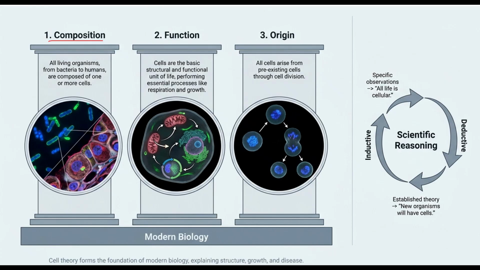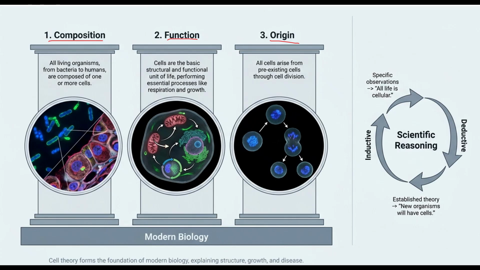Secondly, the cells are the basic structural and functional units of life, right? So what are their functions? Every biological process, including metabolism, growth, and reproduction, occurs within the cells. So we have designated cells for that. Thirdly, the origin. All cells arise from pre-existing cells through cell division. So this principle explains how organisms grow, repair tissue, and reproduce, right?